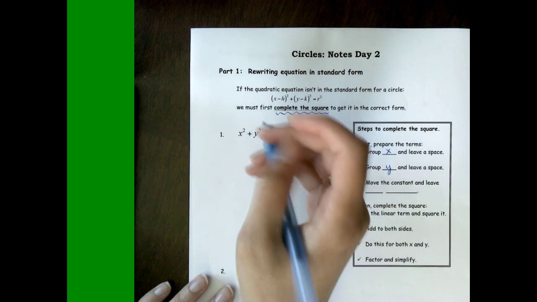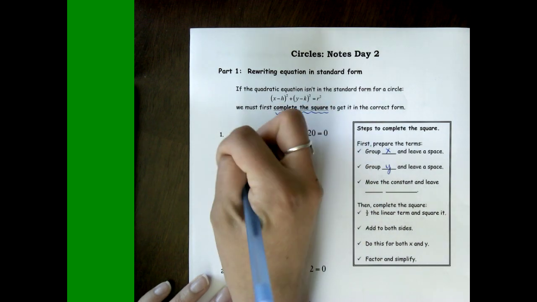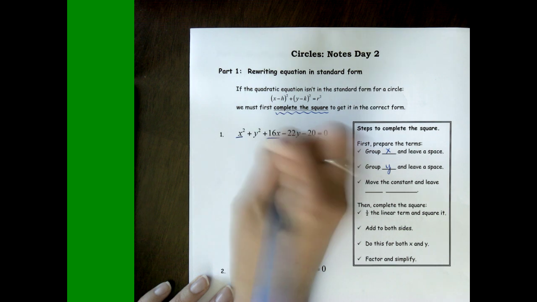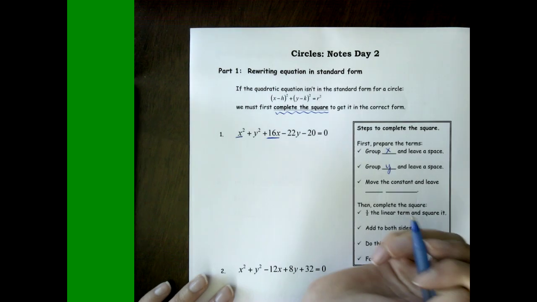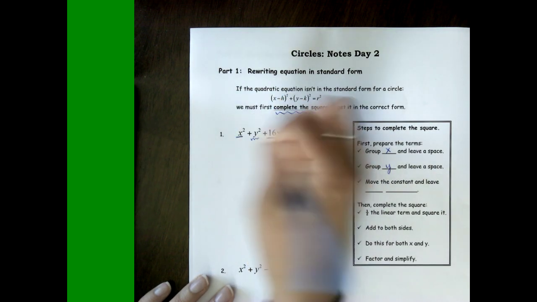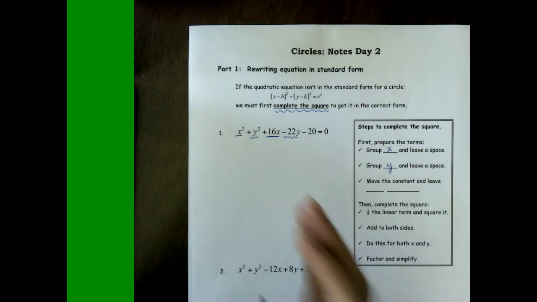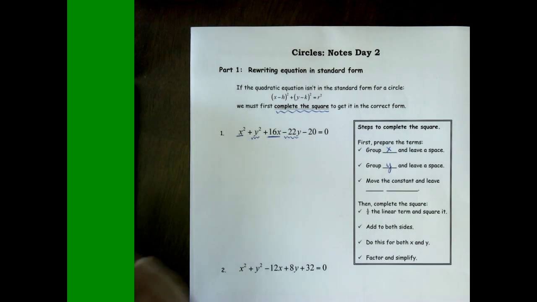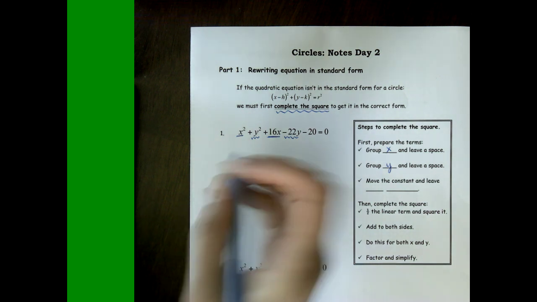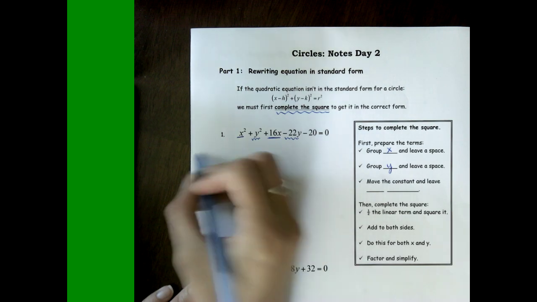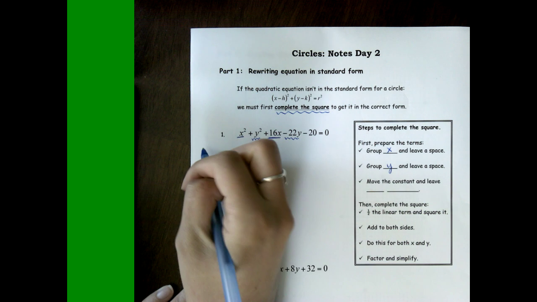Here I see that we have two x terms. We have x squared and we have 16x. And then we have two y terms. We have y squared and we have negative 22y. So we're going to just rearrange this so that the x's are grouped together and the y's are grouped together, and we're going to leave a space. That's for completing the square. So this is going to get a little long. I recommend writing all the way over here.